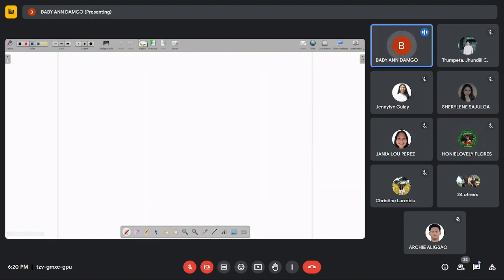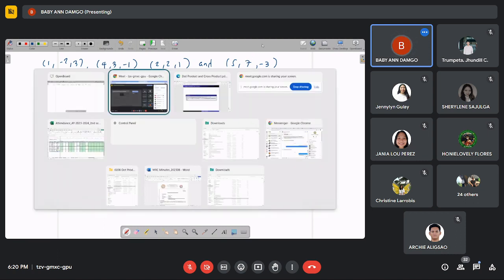Okay, so try to solve. Show that the quadrilateral having vertices at 1, negative 2, 3, and then 4, 3, negative 1, then we have 2, 2, 1, and last, 5, 7, negative 3. Show that these points are the vertices of a parallelogram and find its area. If you're done, send it to our group chat.